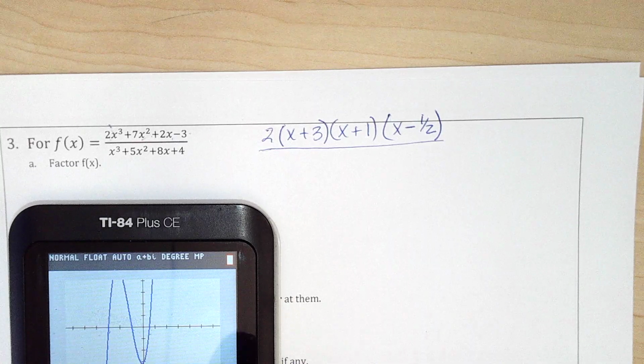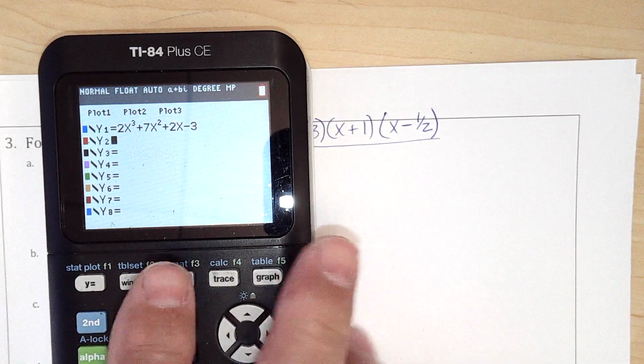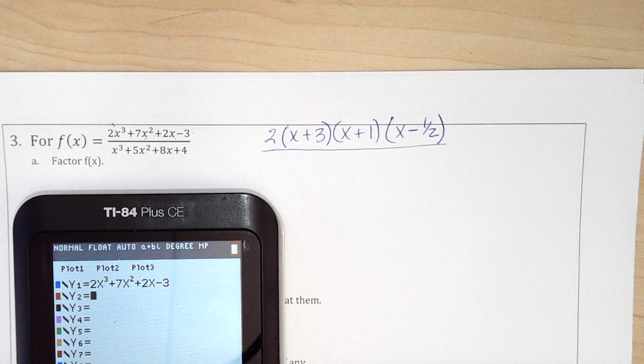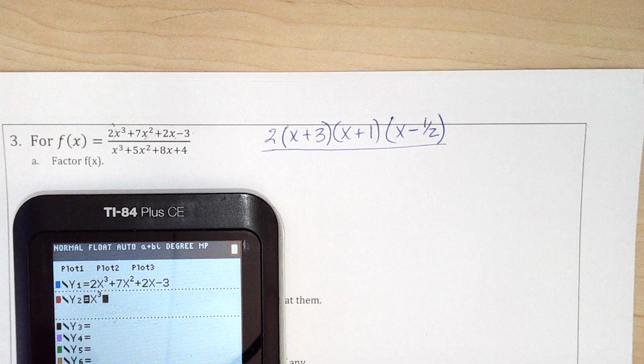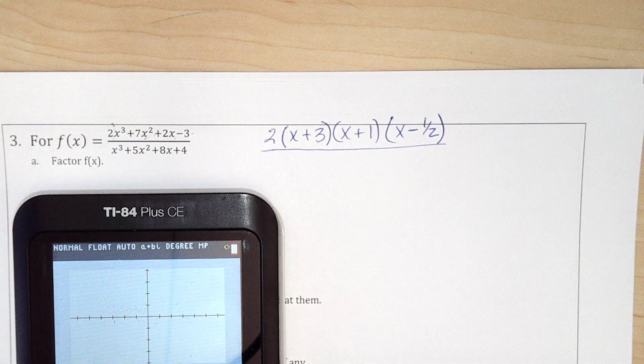Now I'm going to turn that one off by going to the equal sign and pressing enter, and type in y2, the other one, which is x to the third plus 5x squared plus 8x plus 4. Graph.